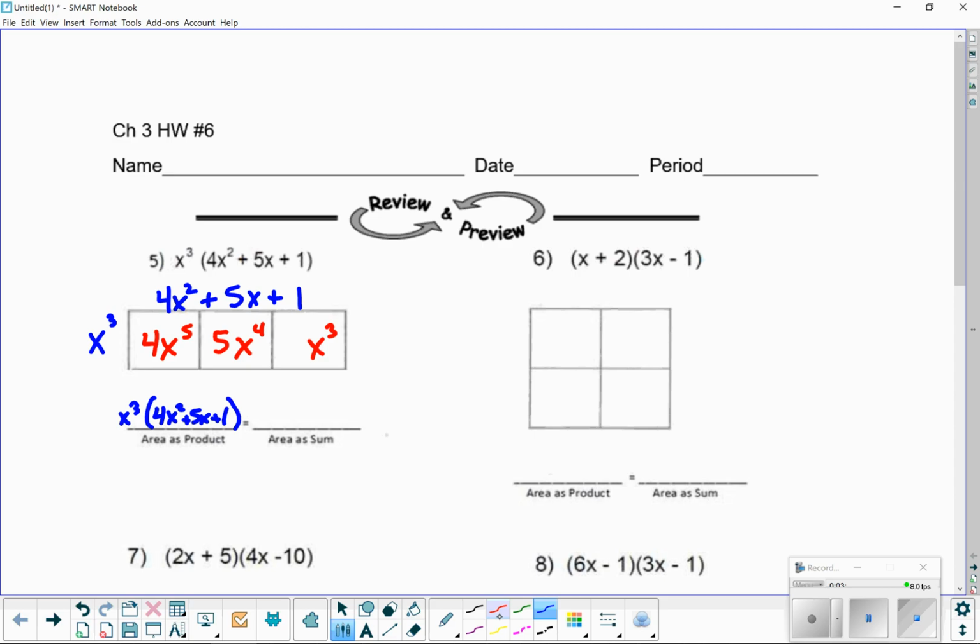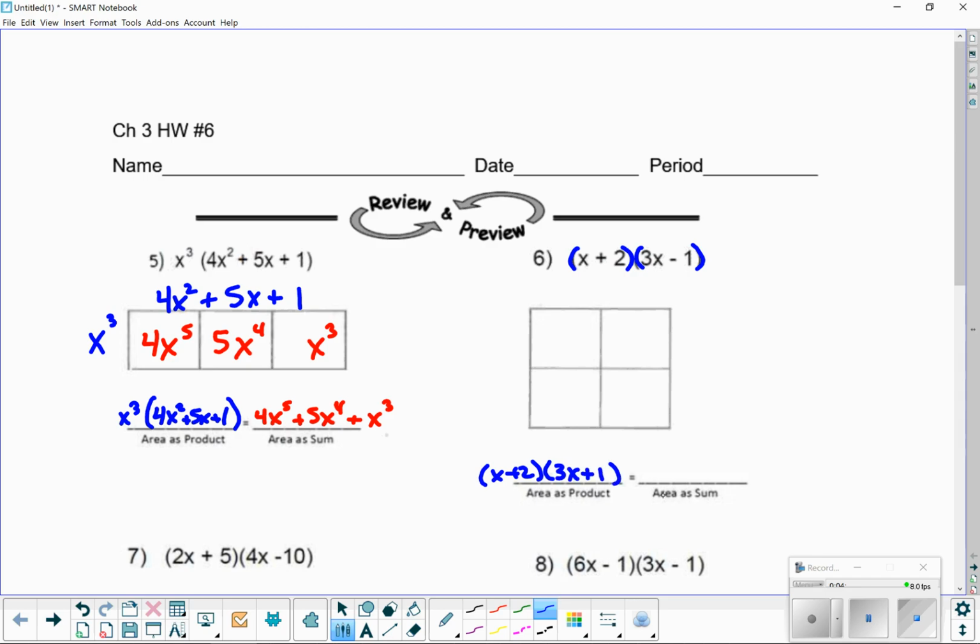And the area as a sum is basically all the areas of the inside added together. So we're going to have 4x to the fifth plus 5x to the fourth plus x to the third. Okay. So basically, knowing what we know now, area as a product is basically just these two right here, the length times the width. So we have x plus 2 and 3x plus 1.